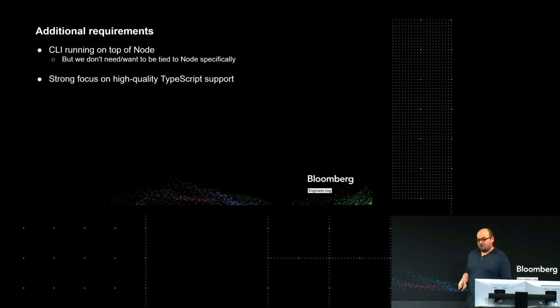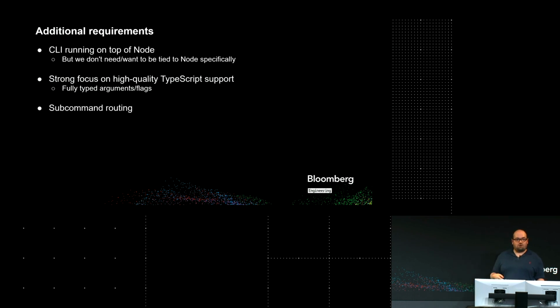We also want a strong focus on high-quality TypeScript support. We write TypeScript. We want our application developers to write TypeScript. So having the tools that we use and that they use be written in TypeScript well is important to us. So we want to say that the arguments and flags that we pass in should be fully typed. We also have a need for a lot of different commands. These are full CLIs that have a lot of different features built in. We want to make sure that we can have one CLI that supports all of these different functions.